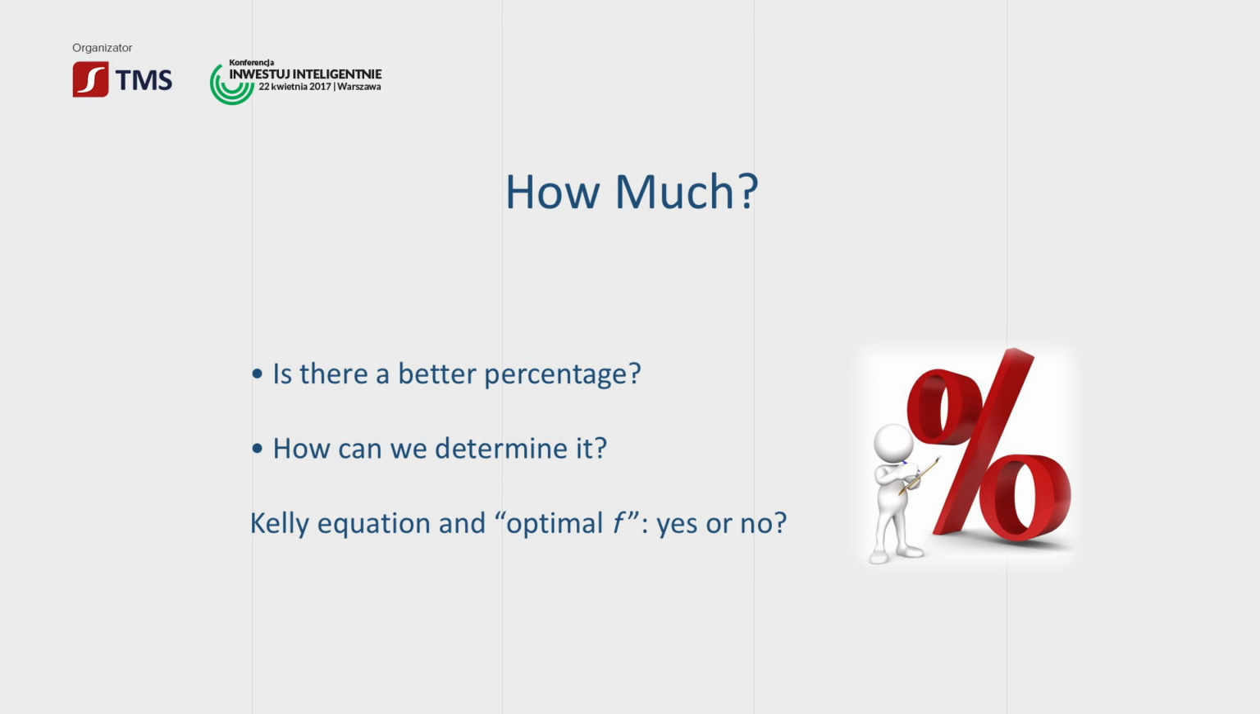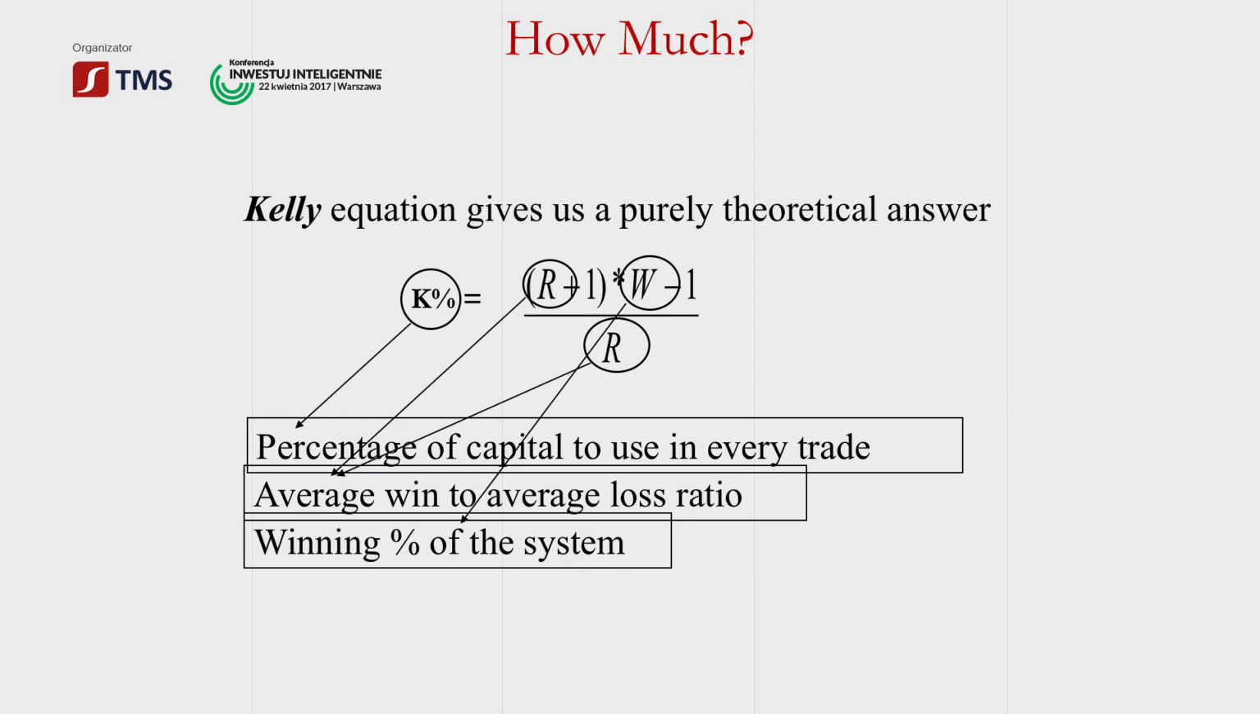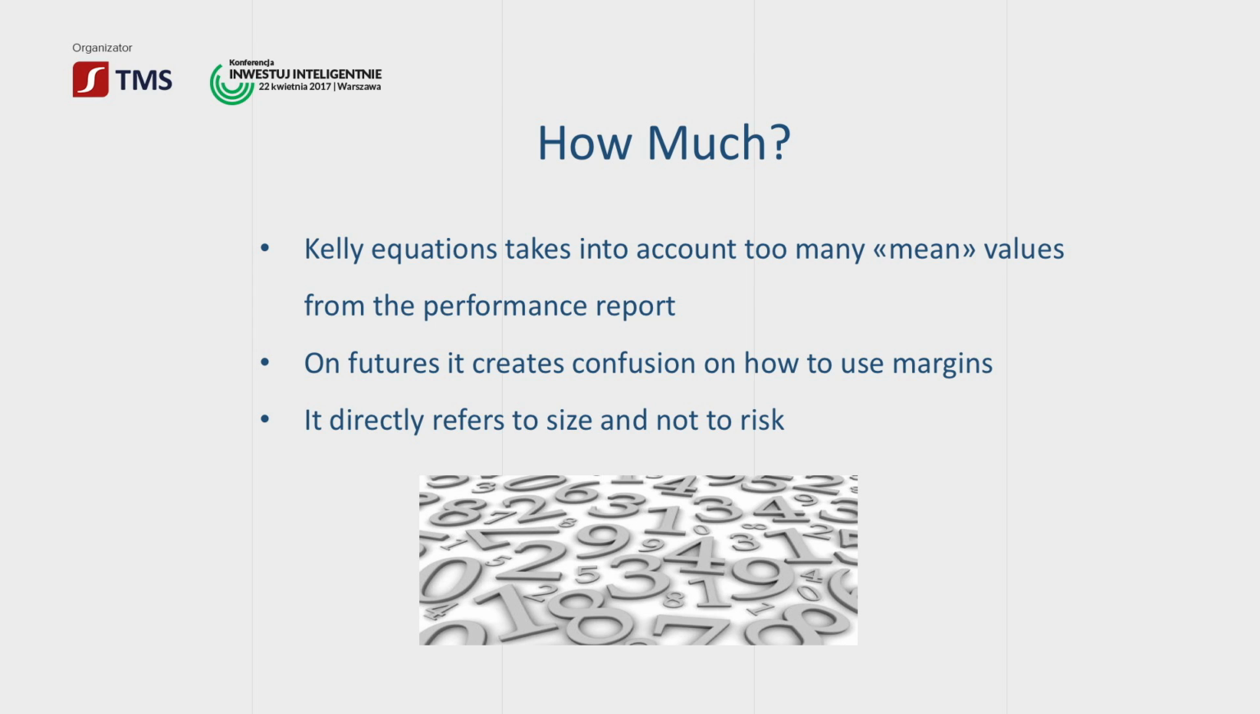This is the formula. K is the percentage of capital to use in every trade. R is the average win to average loss ratio. And W is the winning percentage. Putting this together, you get a mathematical calculation of what the best percentage would be. But average, too many mean things here. It's too statistical.